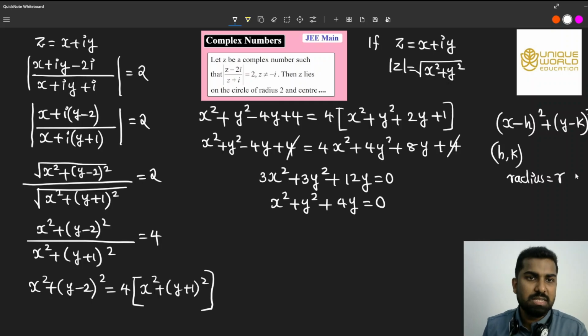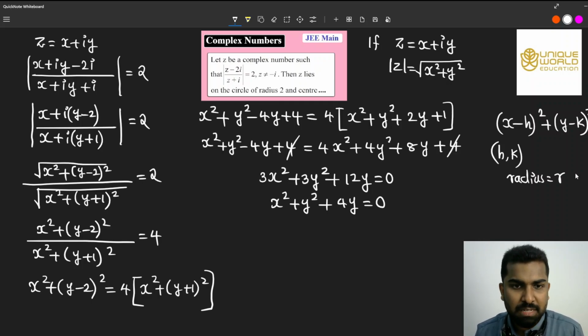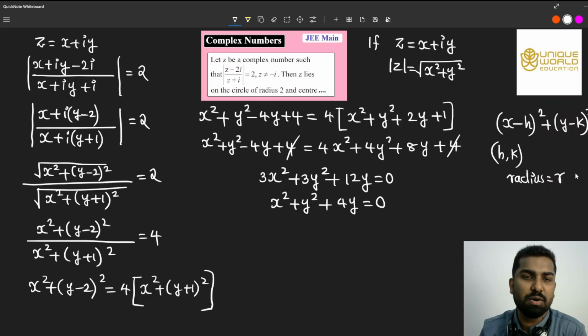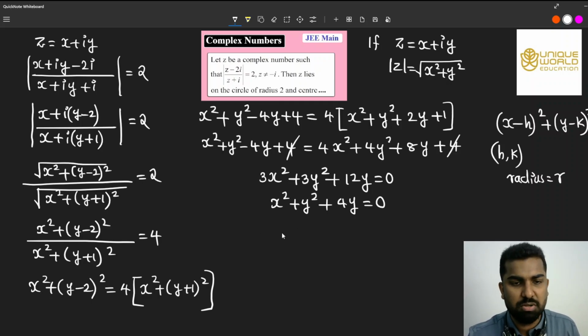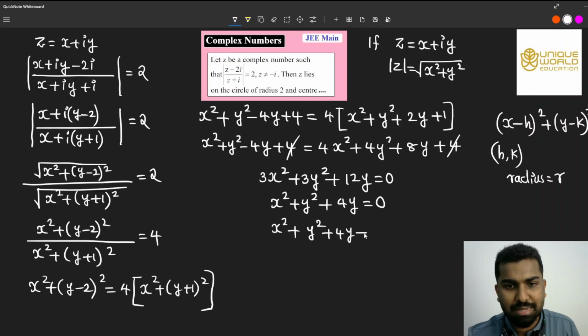Same process if you are repeating here, I just want to convert it to the standard form of (x − h)² + (y − k)² = r². So how will I convert? The x term is this one only, so I can't do anything. So x² stays the same, and for y² + 4y I am doing square completion in order to get the standard form. So y² + 4y, I wrote, then plus 2², so it will become (y + 2)², right?